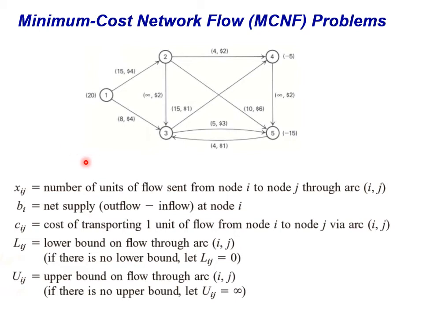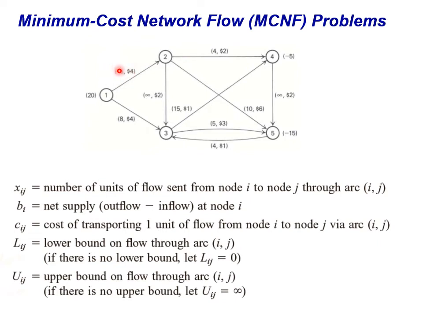Similar to the transportation problem, this is a balanced problem. On the other hand, on the arcs, if you look, we have these numbers over here. This second number, which is $4, is the transportation cost of transporting 1 unit of flow from node 1 to node 2. Okay, this is the cost.